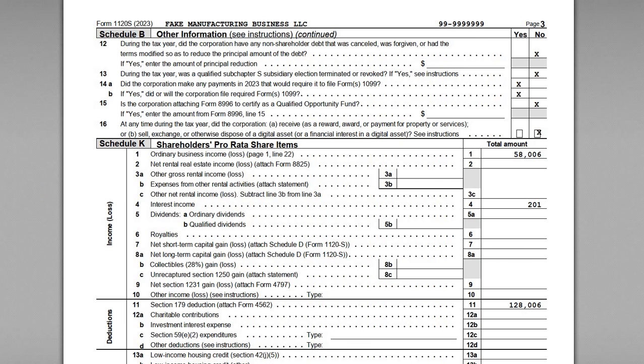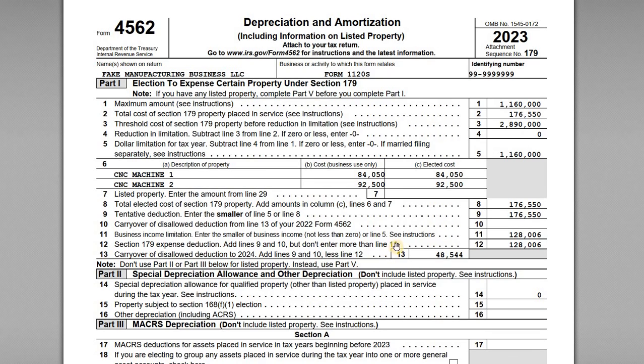All right, so let's have a look at the 4562 and start getting into this. So line 1 at the top here is where we enter the maximum amount available for the current tax year. So for 2023, we're looking at $1.16 million.